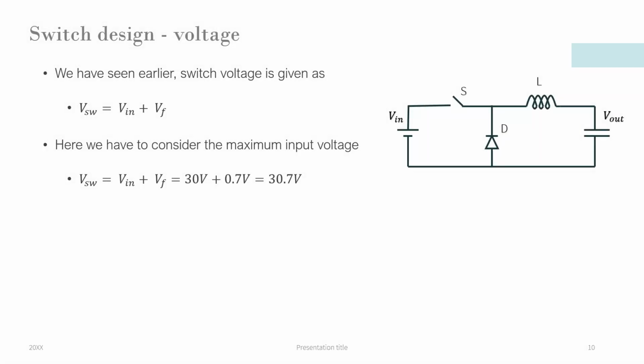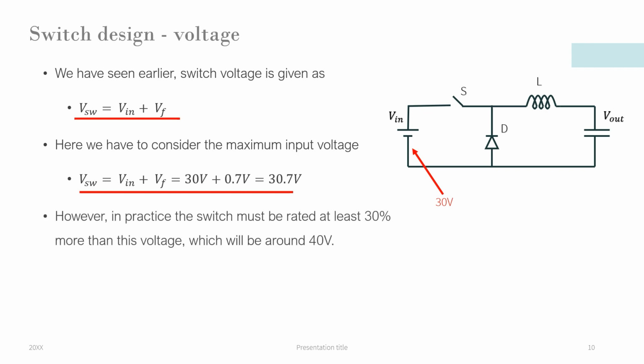Let us now look at switch design. The switch voltage is given as input voltage plus diode voltage. We need to consider maximum input voltage. With this, we get switch voltage as 30.7 volt. However, in practice, the switch must be rated at least 30% more than this voltage. This will be around 40 volt.